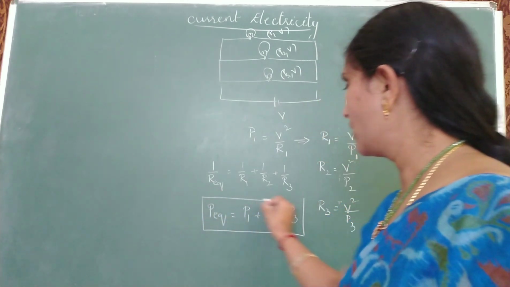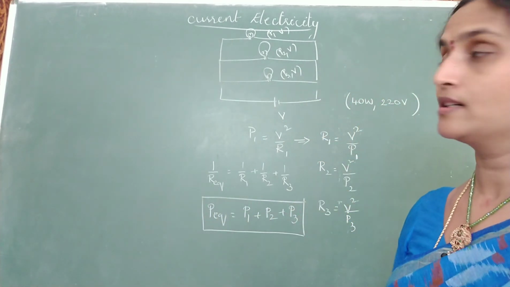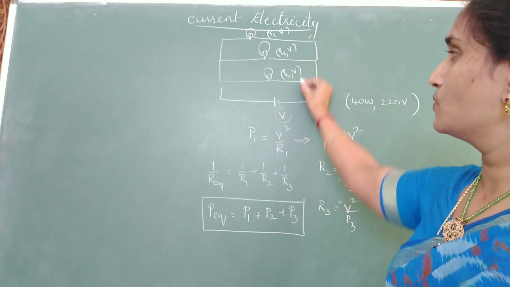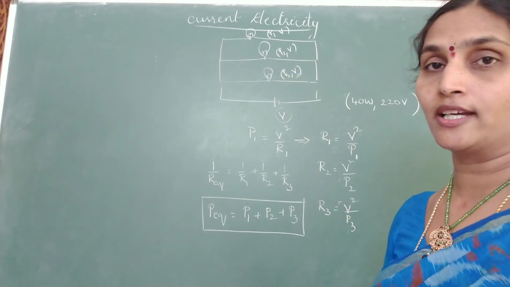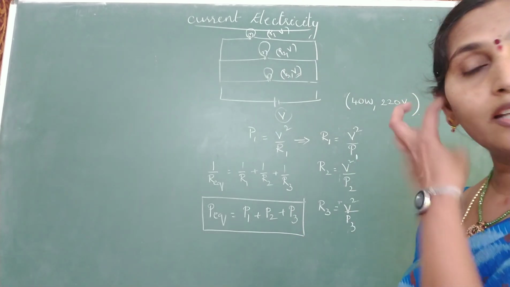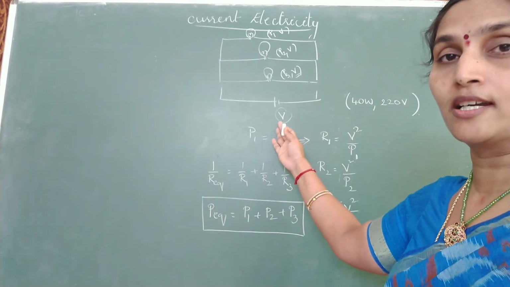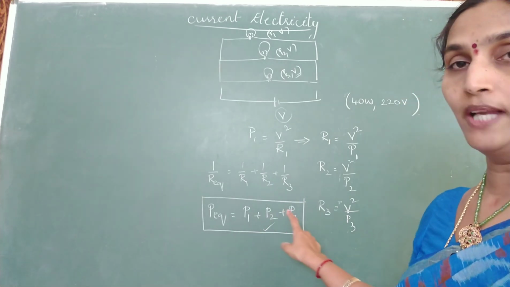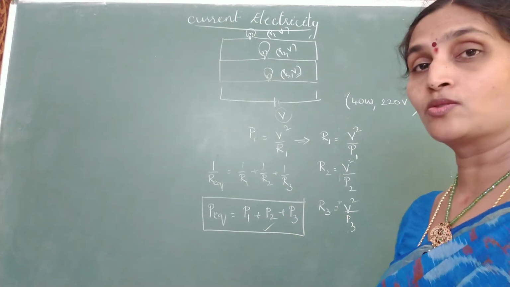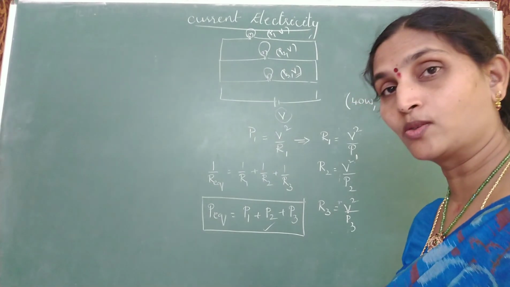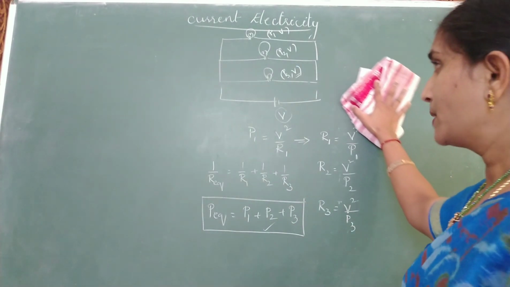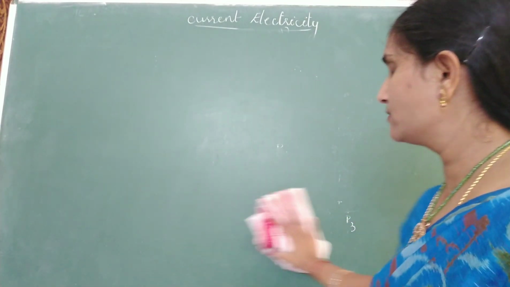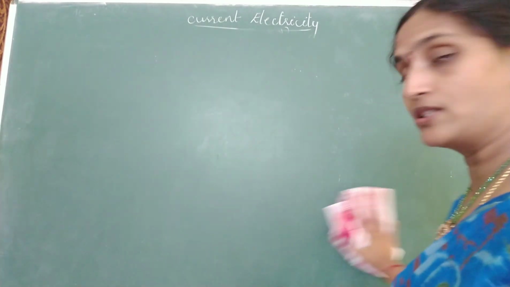So this will be your formula for total power consumed when bulbs are connected in parallel across a voltage which is equal to the rated voltage. Rated voltage is V and you are also applying the same voltage, that is V. In such a case, the total power will be P1 plus P2 plus P3. So remember these two relations for calculating the total power. But as I told you, we don't prefer series combination in household connections.